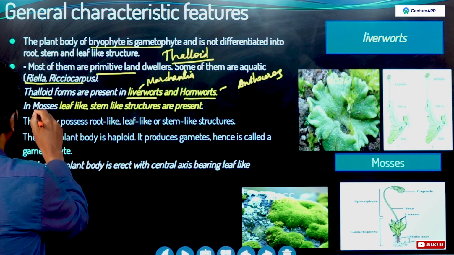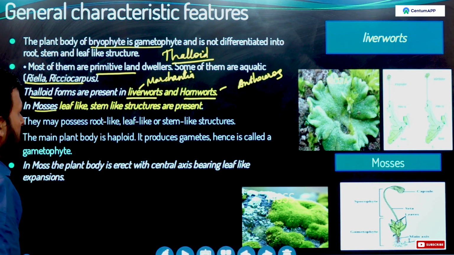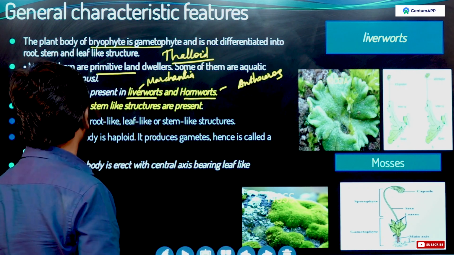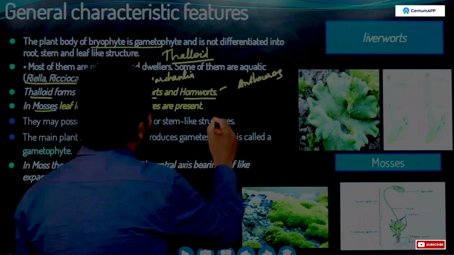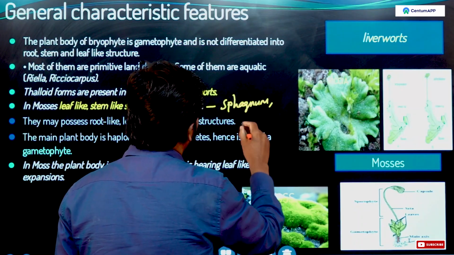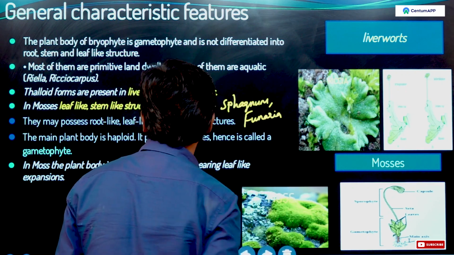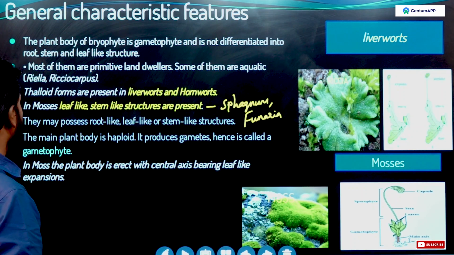In mosses, that is Bryopsida, leaf-like and stem-like structures are present, especially in mosses like Sphagnum and Funaria. These are all the moss plants. They have leaf-like and stem-like structures.